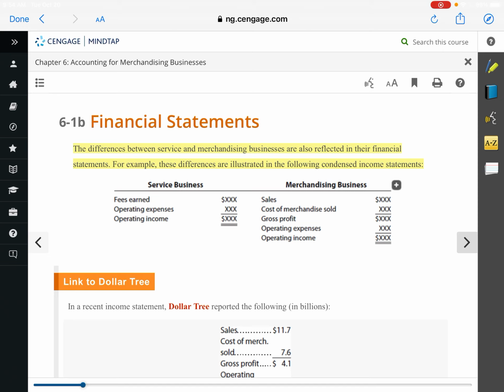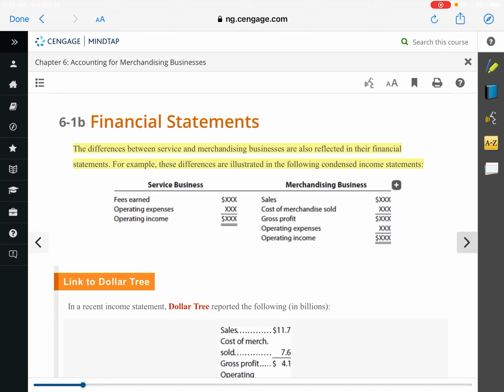So every time that we make a sale as a merchandising business, we have to record two journal entries. The first entry is to record the sale. The second entry is to record the inventory being sold, and at the same time, recording the cost that it cost us to purchase that inventory.